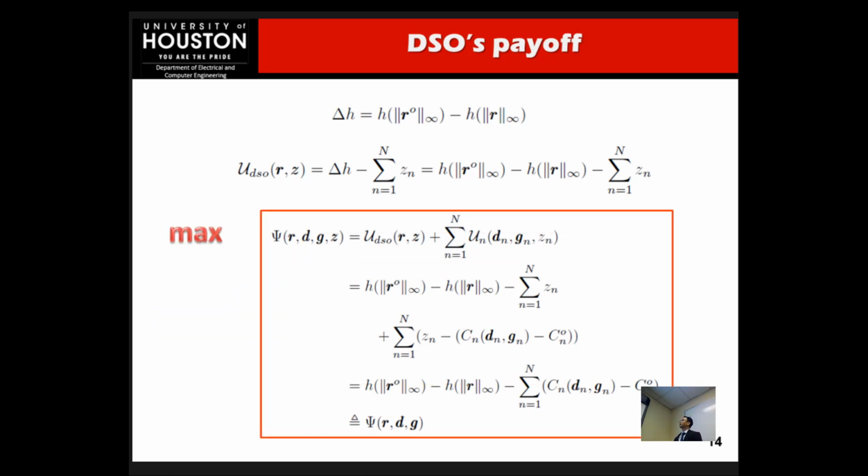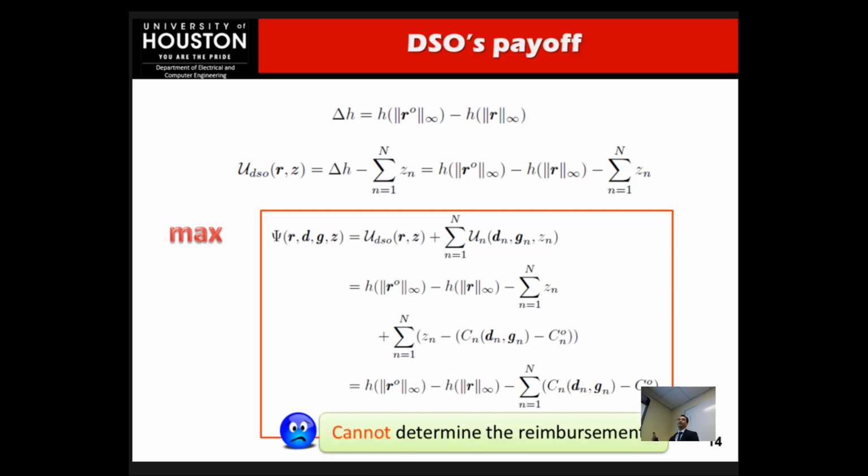So we can solve the social welfare maximization problem to achieve the optimal solution for the whole system. But as you can see, we cannot determine the amount of reimbursement because the variable reimbursement has been removed from the equation. So we need to find a new mathematical framework to determine the reimbursement for microgrids.